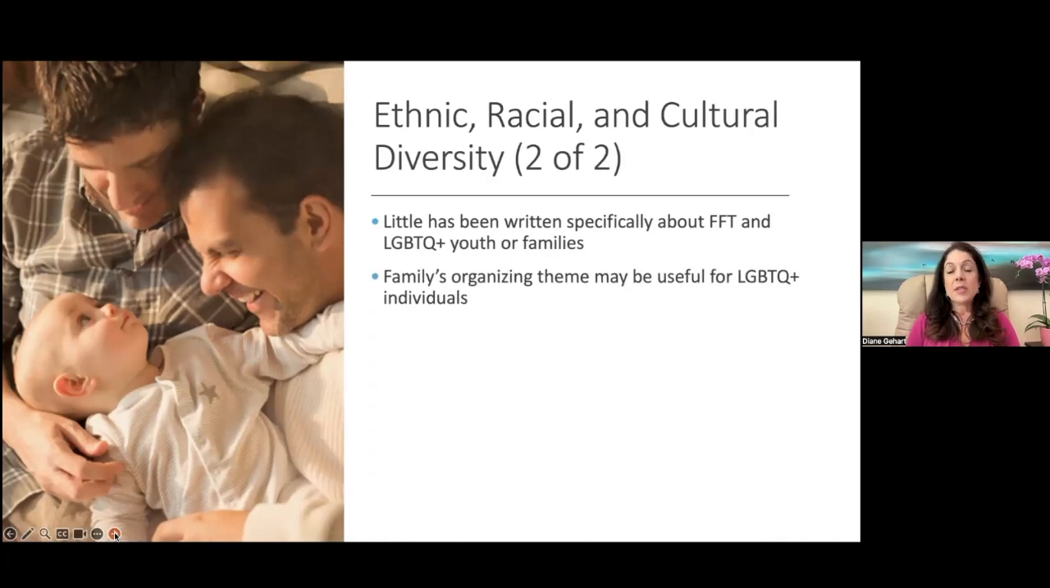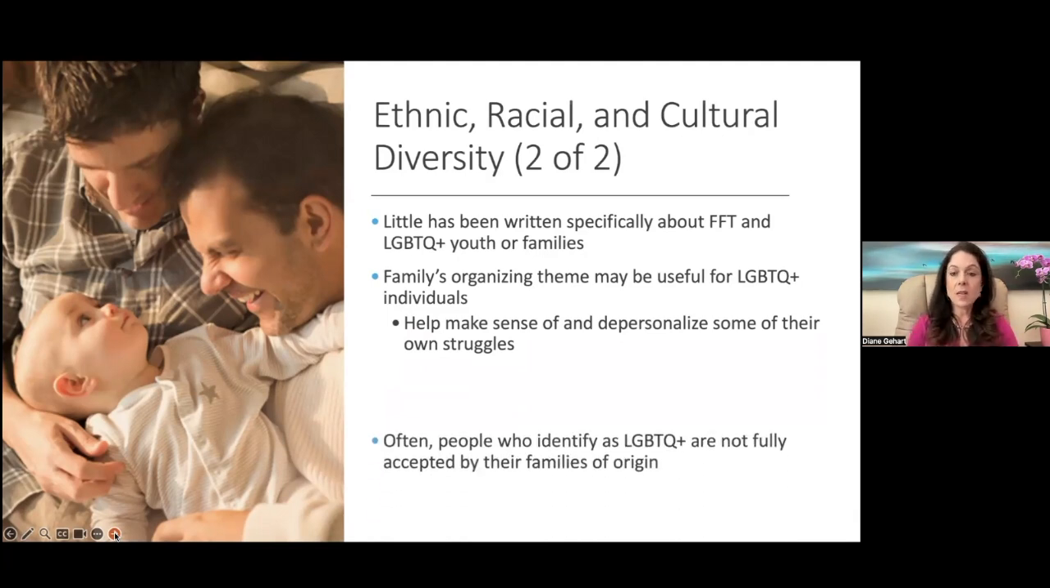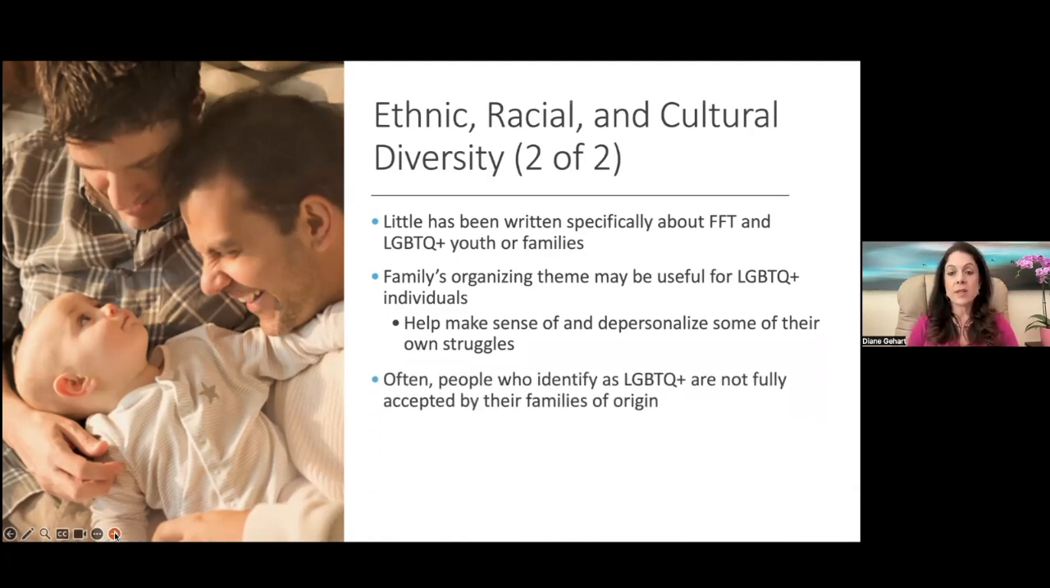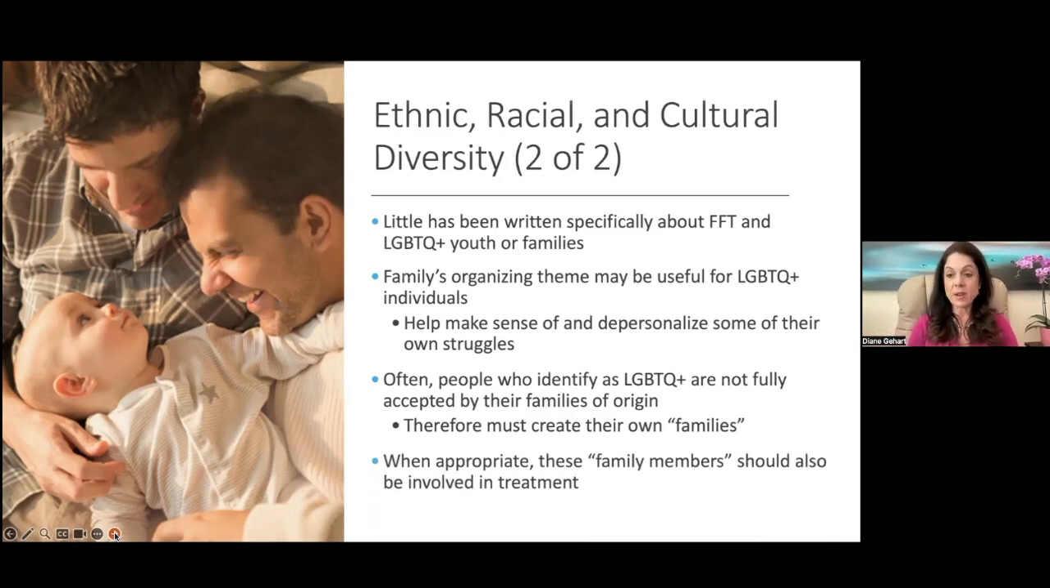And then in terms of working with LGBTQIA plus youth or families, there's been less research around functional family therapy with youth who identify as LGBTQ. But looking at their organizing theme around some of these issues, especially depersonalizing some of the struggles. And if LGBTQ youth are not fully accepted by their families, looking at ways to create their own families of choice, often.